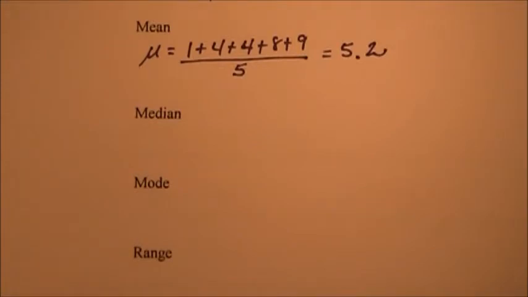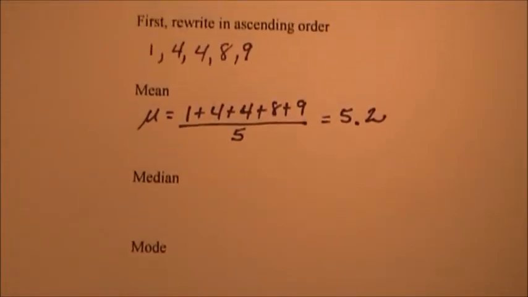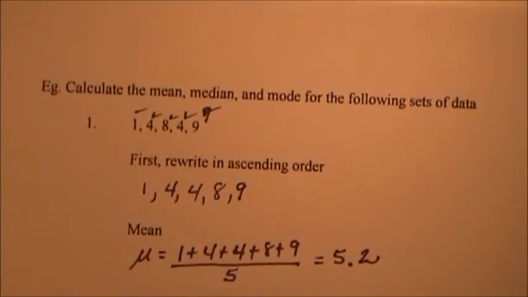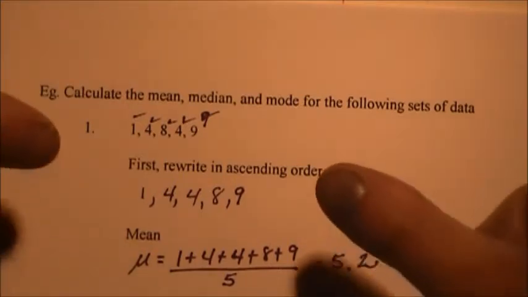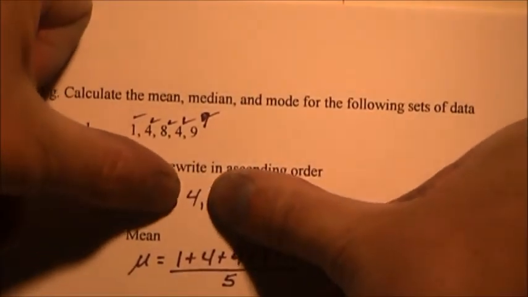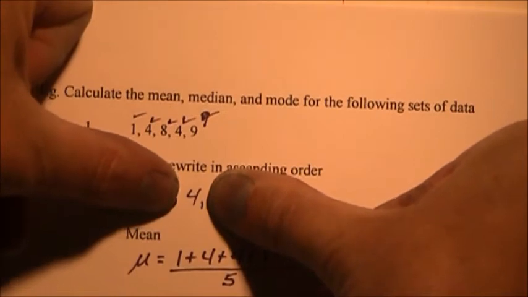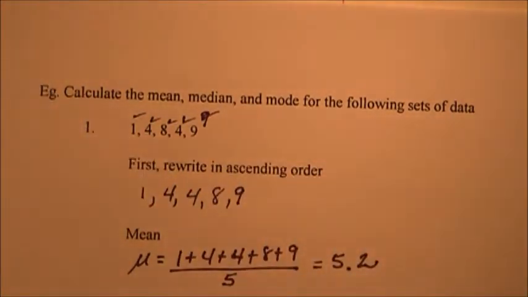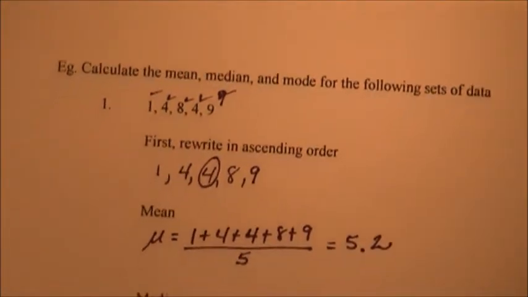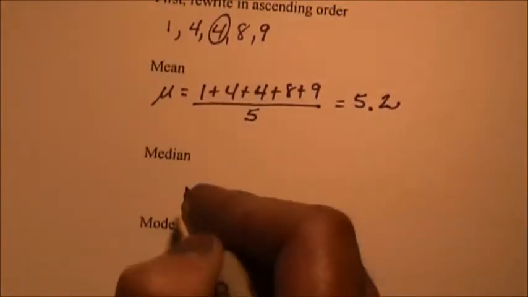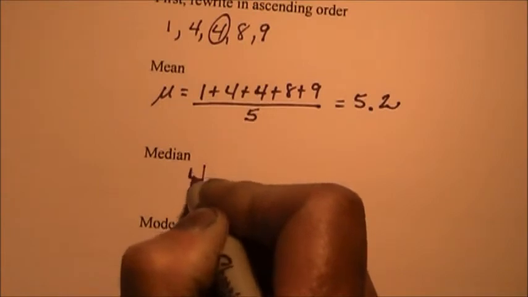So if we take a look at our list, here is our list. One of the ways I do it is with my fingers. So these two go together, these two go together, leaves me with that 4 in the middle. So this 4 here would be our median. So under median, we can just put down 4.